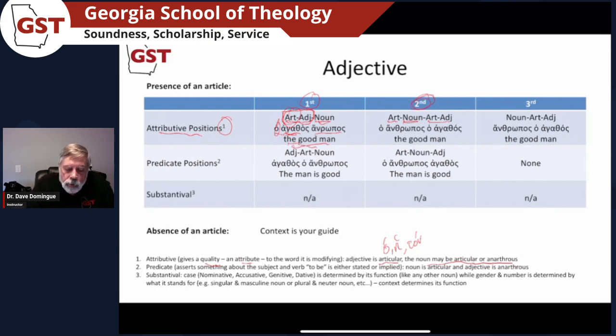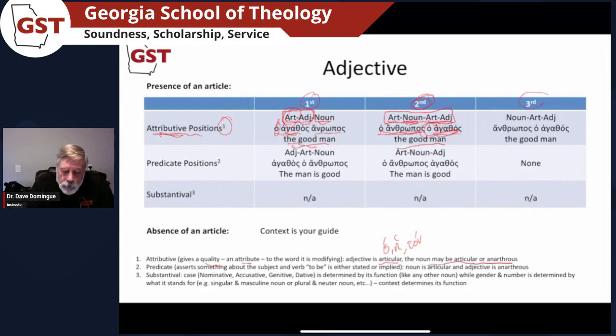Second position, there would be an article with the noun and the adjective, but it will always be the article noun first before the article adjective. So ho anthropos, ho agathos. However, the translation is still the same, the good man. It doesn't matter. It is still functioning attributively because there's an article with the adjective. It doesn't really matter if the noun it's modifying, its head noun, has an article or not. It's still attributing something to that noun, and it's the good man.